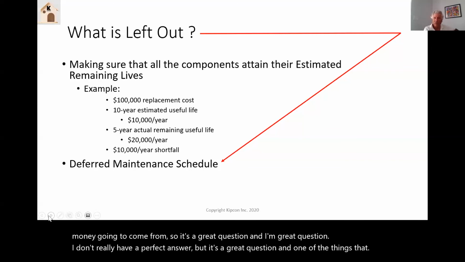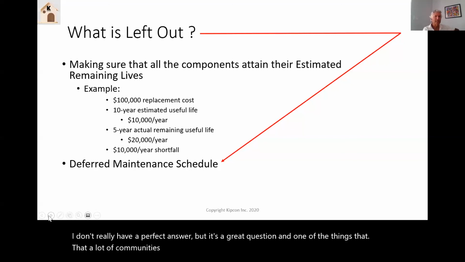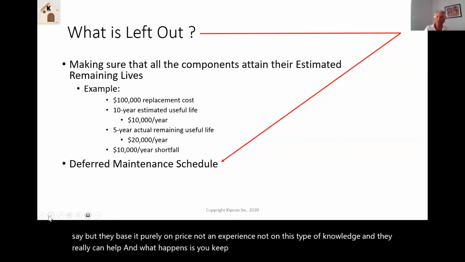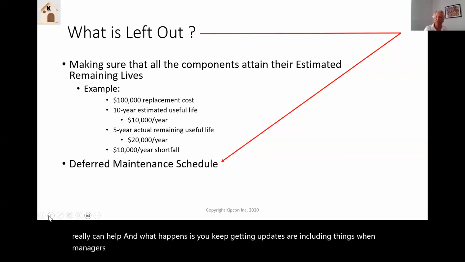One of the things that a lot of communities do is hire a company to do a reserve study. And I hate to say it, but they base it purely on price, not on experience or this type of knowledge, and they really can't help. And what happens is you keep getting updates on including things, when managers really need to be able to explain to the boards why you need to do something more, so you don't get stuck with having to replace a riser where you don't have money.